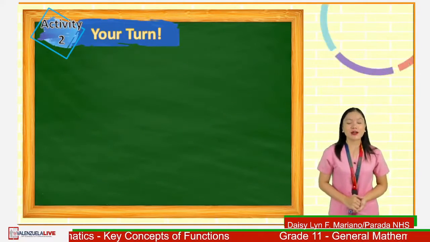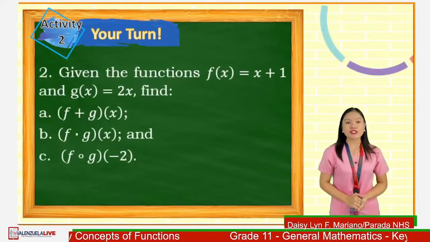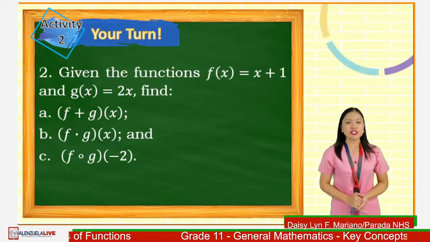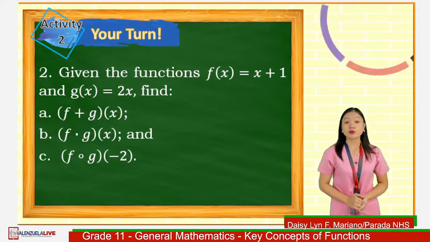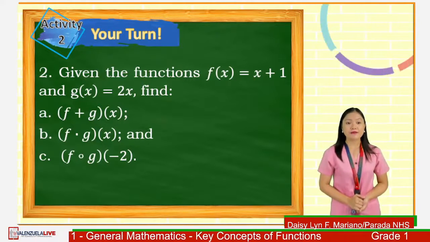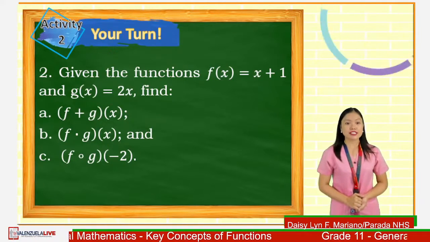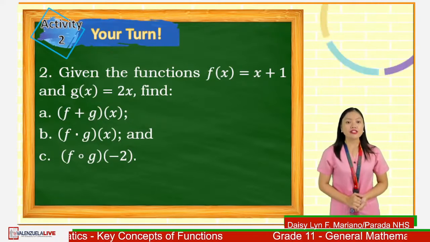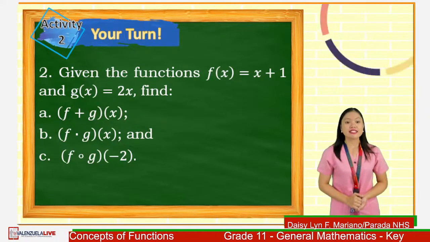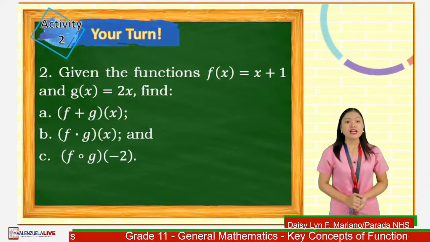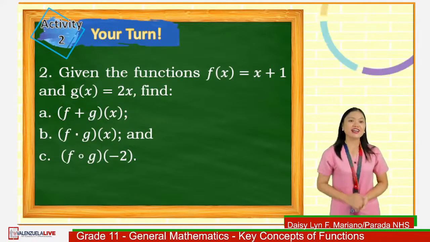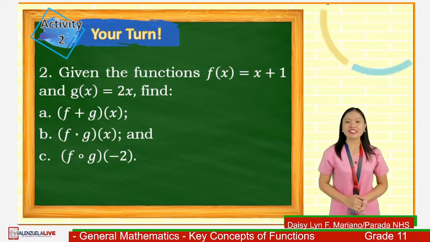That's nice. Moving on to our second question. Given the functions f of x is equal to x plus 1 and g of x is equal to 2x, find a, f plus g of x, b, f times g of x, and c, f composed with g of negative 2. It's your turn, grade 11. One minute starts now.